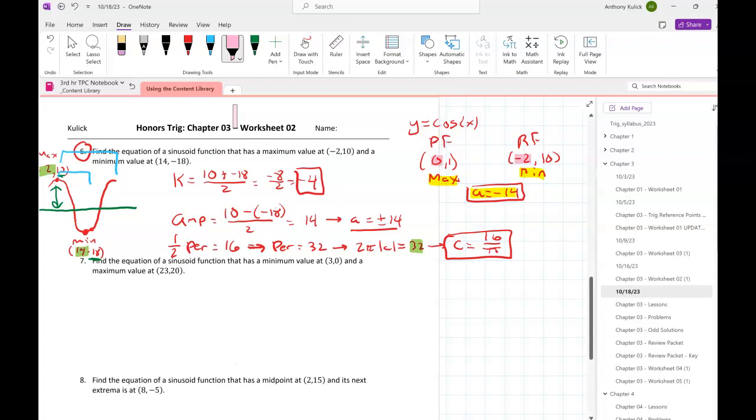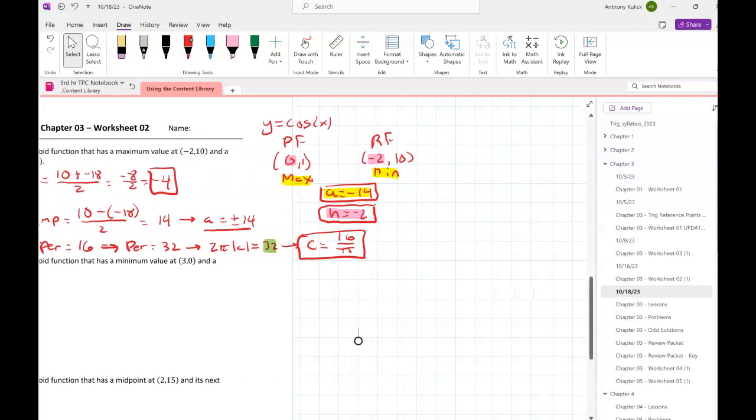And then because the x-coordinate on our parent function is 0, the x-coordinate for our resultant function is going to be our h. Now we have everything we need.